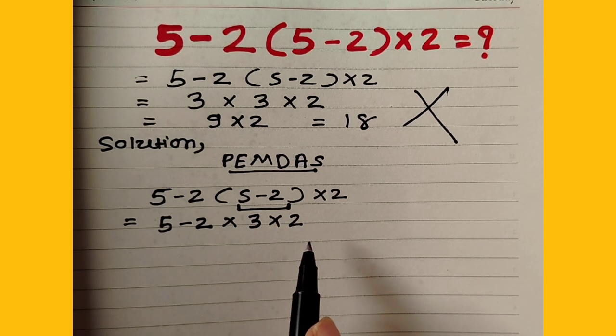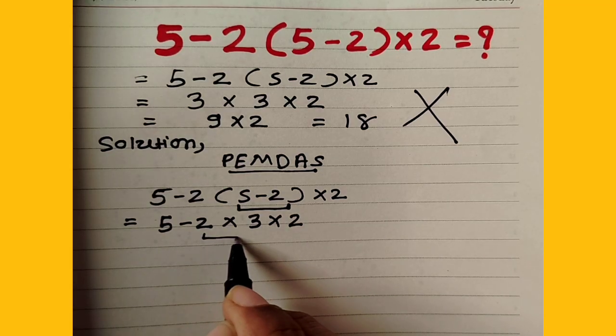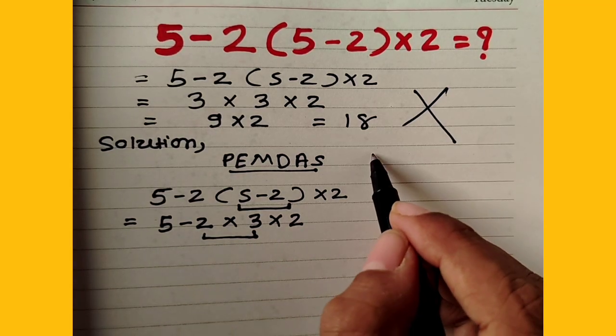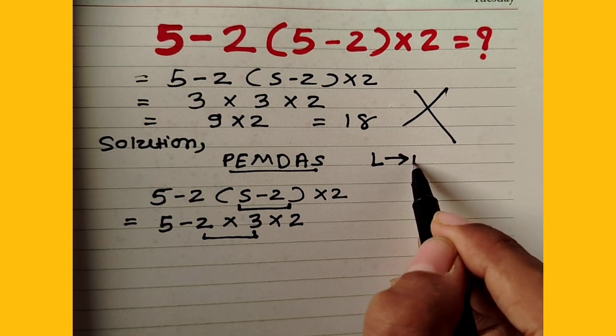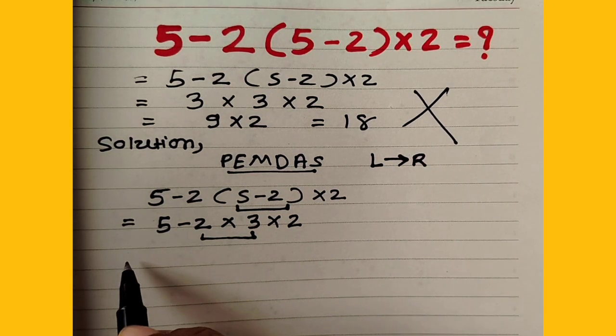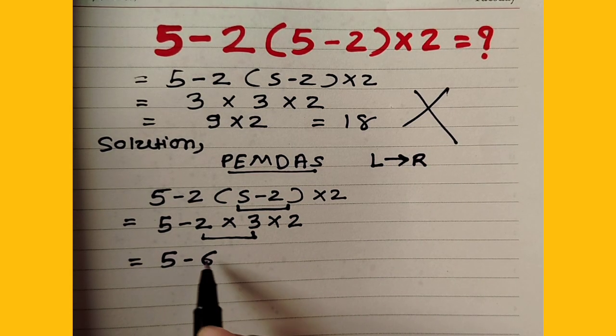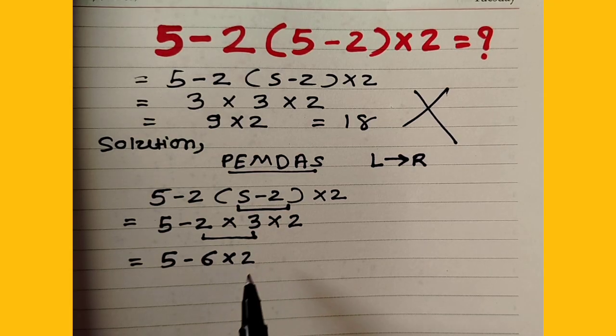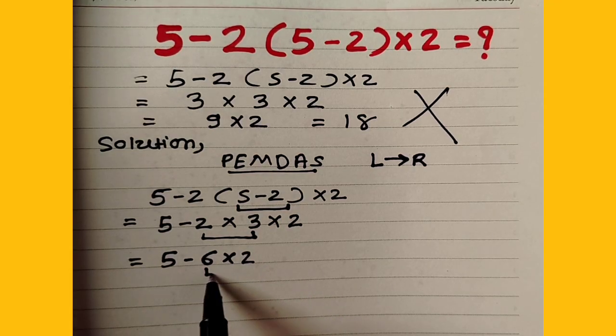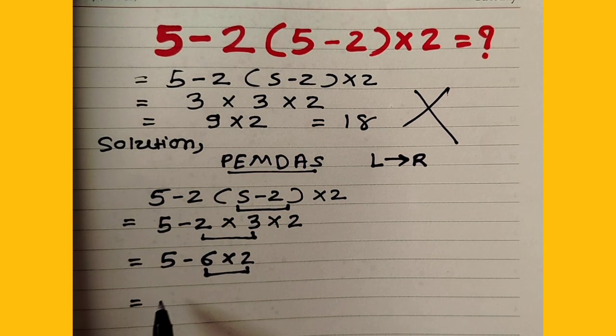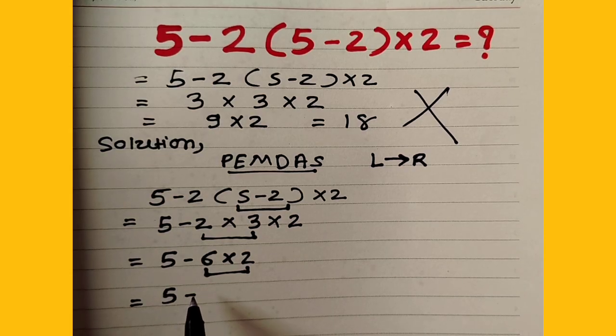2 as it is. We will apply the left to right rule. So we can multiply 5 as it is. 2 into 3 is equal to 6. 2 as it is. 6 into 2, according to the PEMDAS rule.